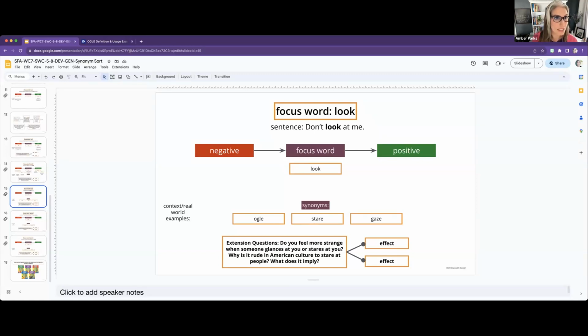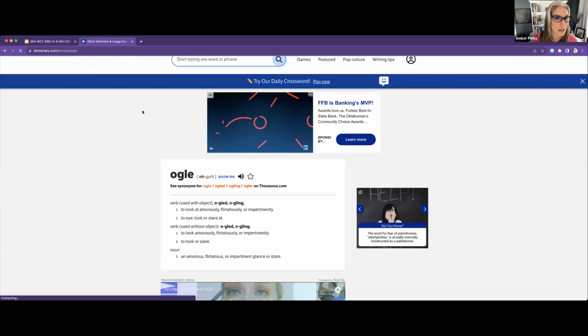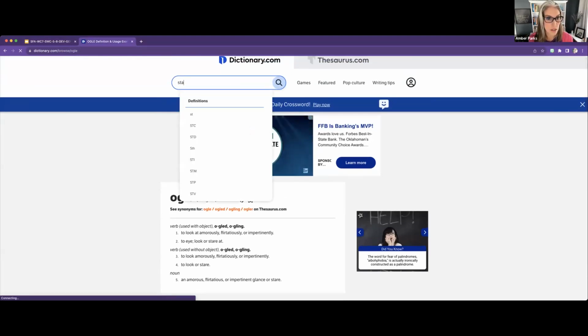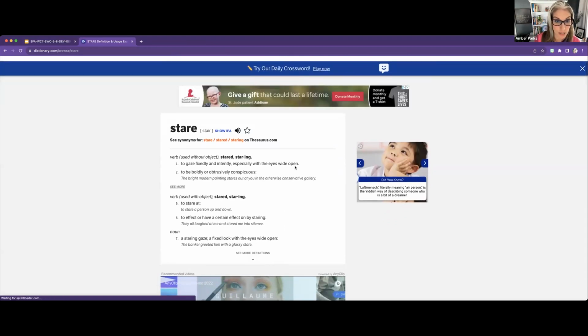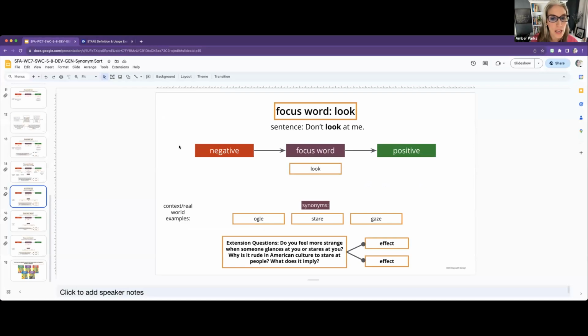So these two are definitely going to be related. Let's see if we can find stare with more of a connotation to it. To gaze fixedly and intently, especially with the eyes wide open. To be boldly or obtrusively conspicuous. Right? To stare means to stare. That's very helpful. But really the eyes are fixed open, right? So when I think about stare, I just think of somebody's eyes are really wide and really open, versus with ogle, it's a little bit more like, oh, I could look at you forever, right? And then we've got gaze, which is really like, I just want to sit here and gaze at the beautiful sunset, right?